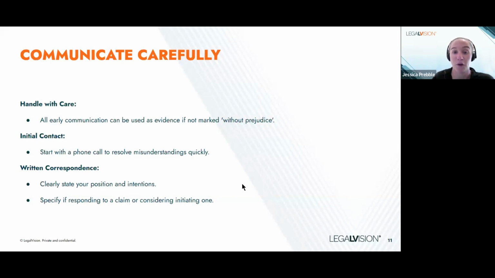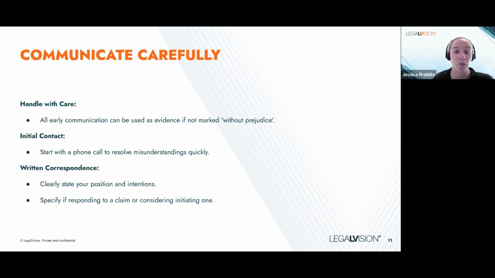Therefore, we recommend in the first instance, you should pick up the phone, have a conversation with the relevant party, as disputes can often be just a misunderstanding that can be quickly resolved. And a phone conversation might be all it takes for the parties to have a meeting of the minds, especially if it hasn't been raised before.